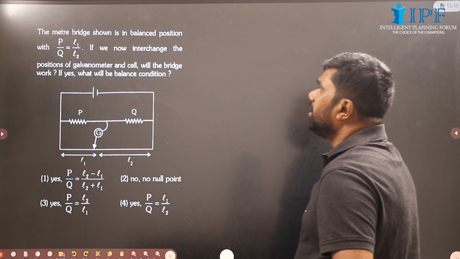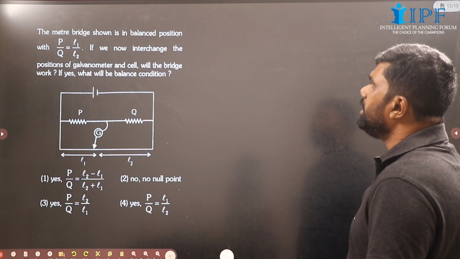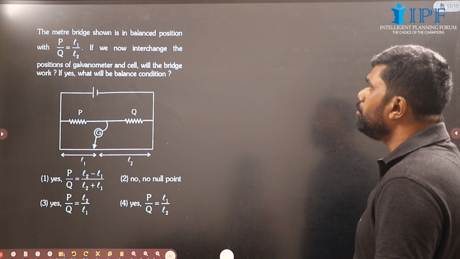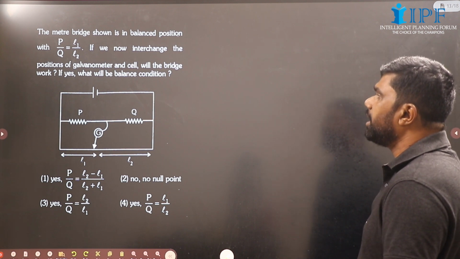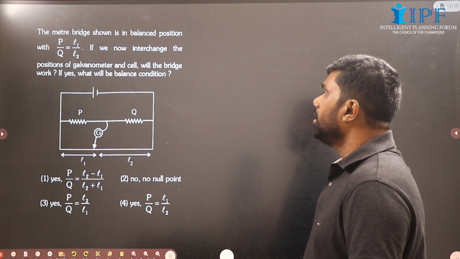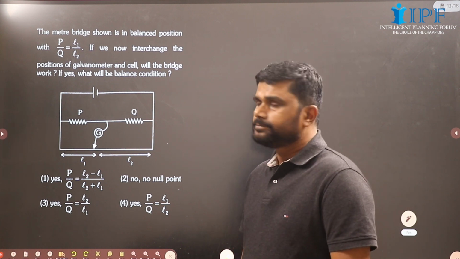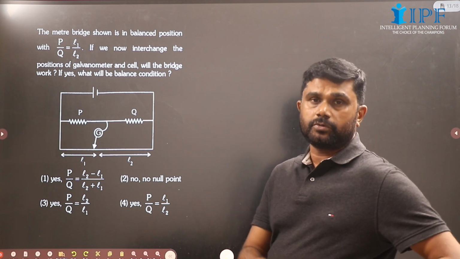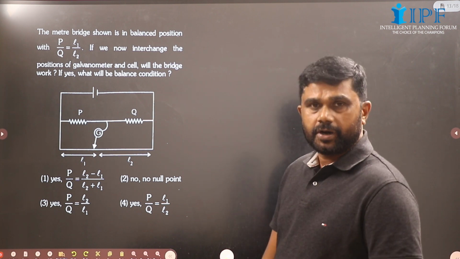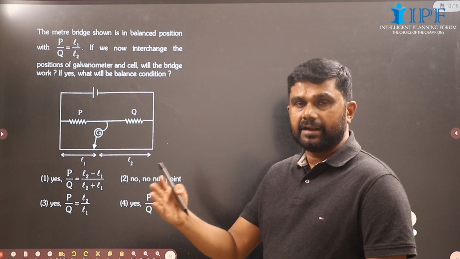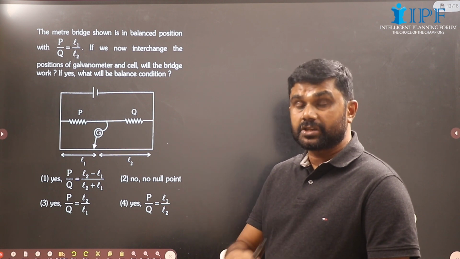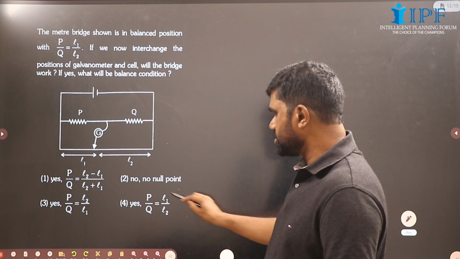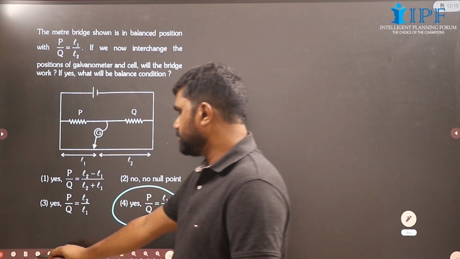Now let's see, the meter bridge shown is in balanced position, P by Q equal to L1 over L2. If we now interchange the positions of the galvanometer and cell, will the bridge work? Definitely. What will be the balance condition? Same as before. The positions of this cell and galvanometer can be interchanged without any other change, without disturbing the balance condition. So this must be the correct choice.